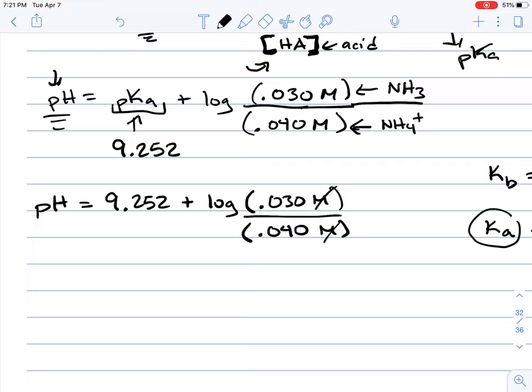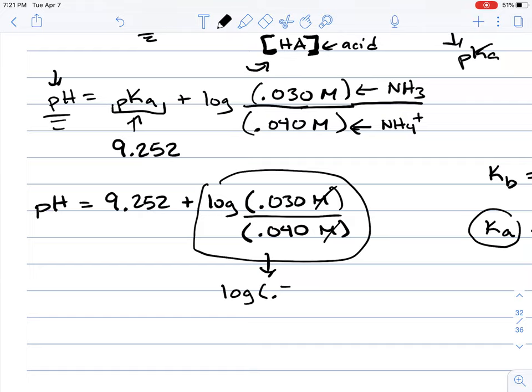And so if I plug that into my calculator, I'm going to go ahead and do this portion first. Okay. So I'm going to divide 0.030 by 0.040, and this is going to give me the log of 0.75. And so if I take the log of that number, that value is going to be negative 0.12.